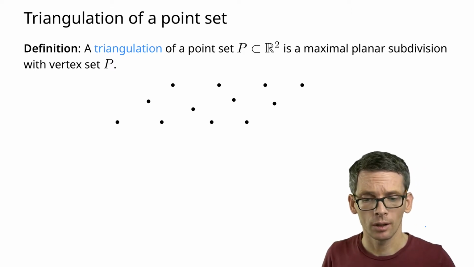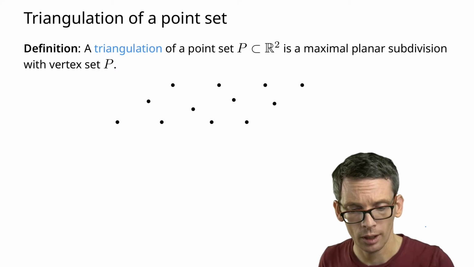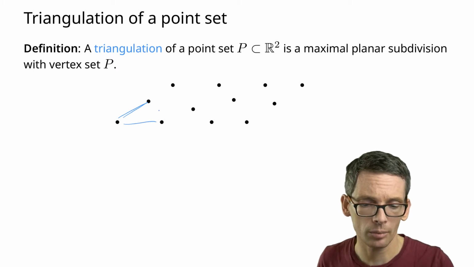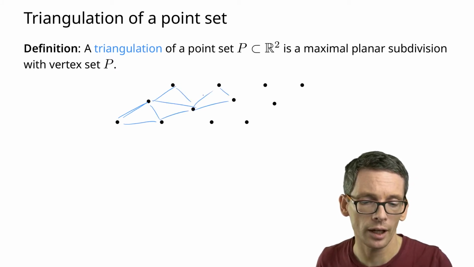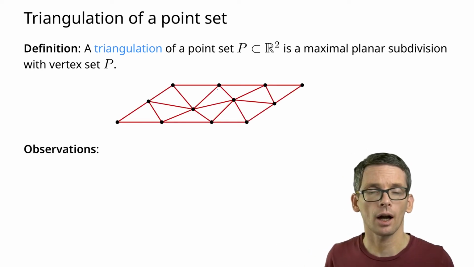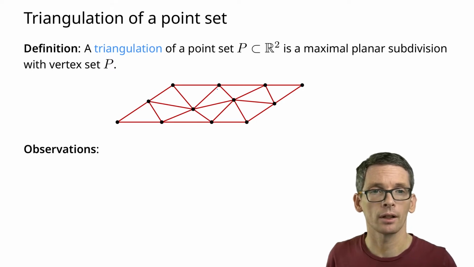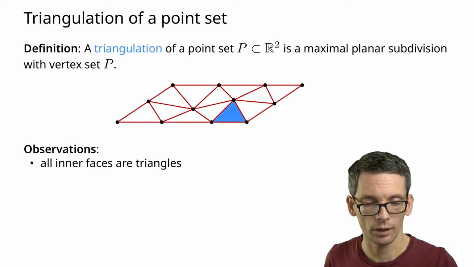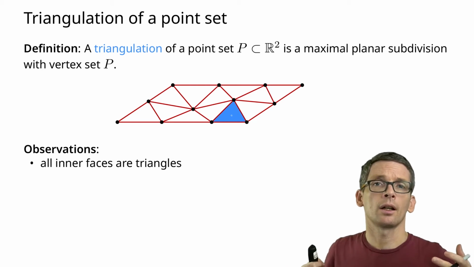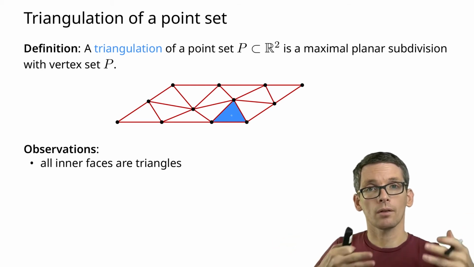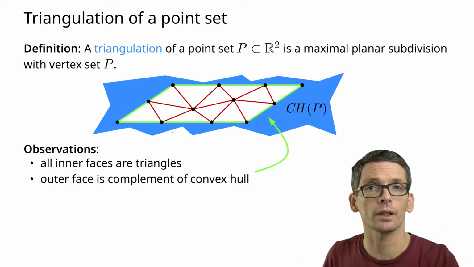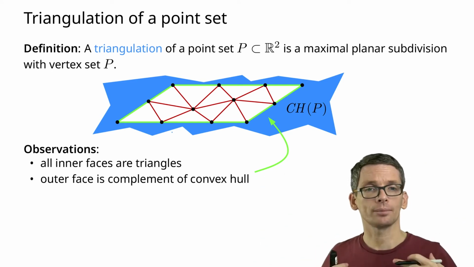So what does that mean? It's a planar subdivision, so it's non-crossing, and I'm using straight line segments to connect vertices. And it's maximal in the sense that I'm adding as many edges as possible, and in that way every face will be a triangle. So the observations here are, for one, any inner face is a triangle, so any face that I look at here, that's a triangle. Then there's also the outside, the outer face, and the outer face is simply the opposite of the convex hull. So here, this is a convex hull. Everything within the convex hull will be triangulated, and then there's the outside.